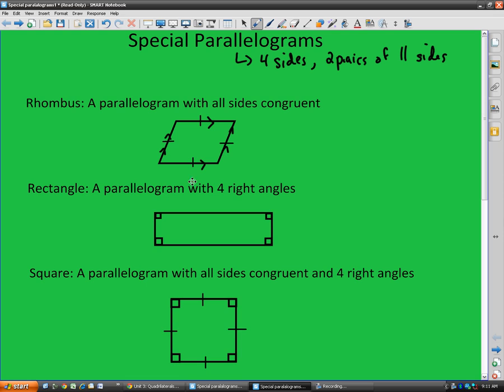Down here, a rectangle is a parallelogram with four right angles. So you can see my four right angles, and you can see the top would be parallel to the bottom, and the two sides will be parallel to each other also. So you can see how I'm marking them.